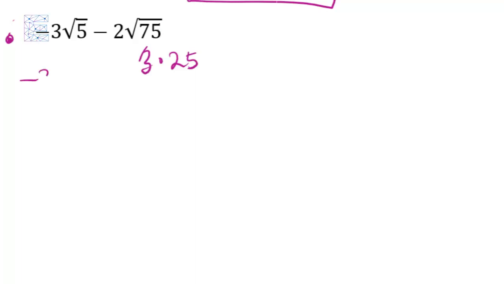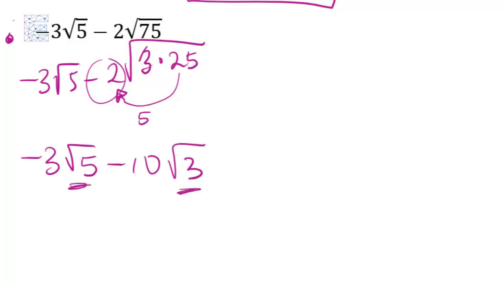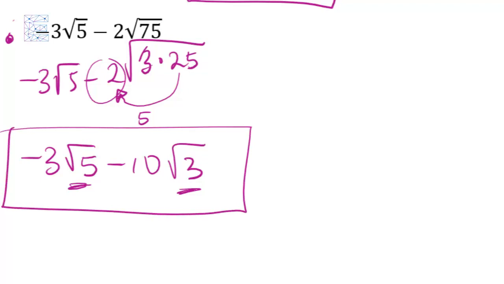So here we still have the negative 3 root 5 minus 2 root 3 times 25. Square root of 25 is 5, so the 5 would come out. And once it does, you multiply it to the 2 that is already existing out there. So we still have the negative 3 root 5. Now we would have negative 10 root 3. Unfortunately, we didn't end up with the same radicand, which means we can't subtract these. We'll just leave this as our final answer.